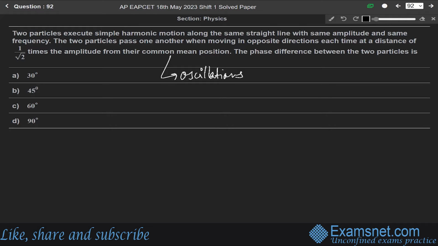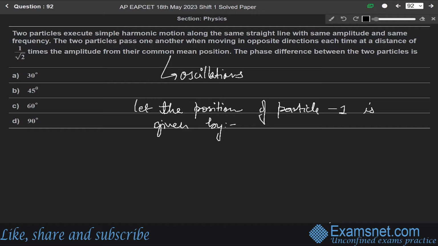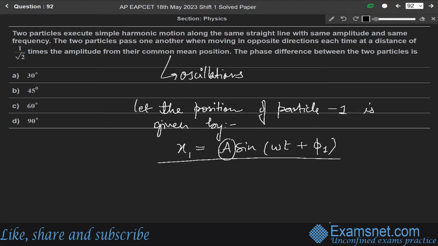So according to the question, we have to find the phase difference. Okay. So first of all, let the position of particle 1 be given by x1 equals to a sine omega t plus phi 1. This is the very common general wave equation for any particle, okay? Position equation. So x1 is equals to a sine omega t plus phi 1, where this a is the amplitude and phi is the initial phase, okay?